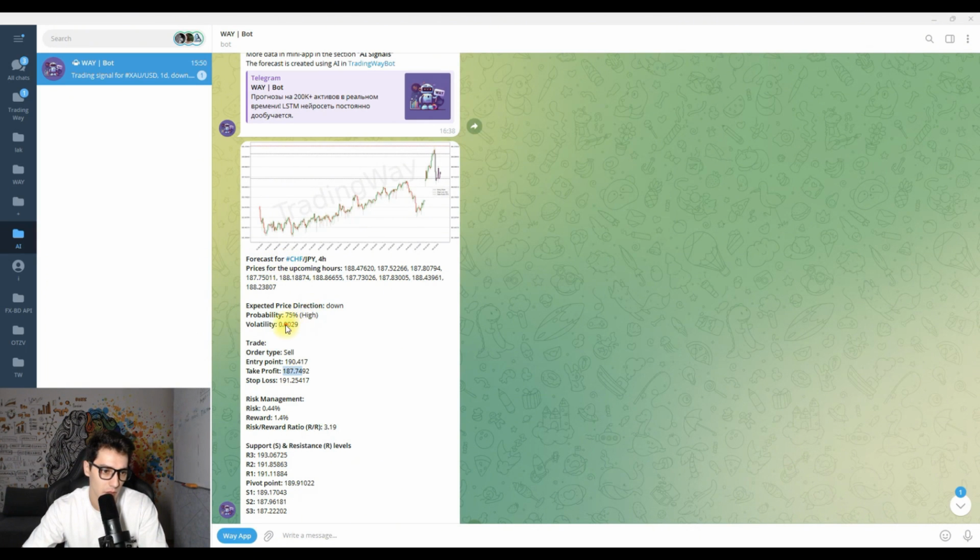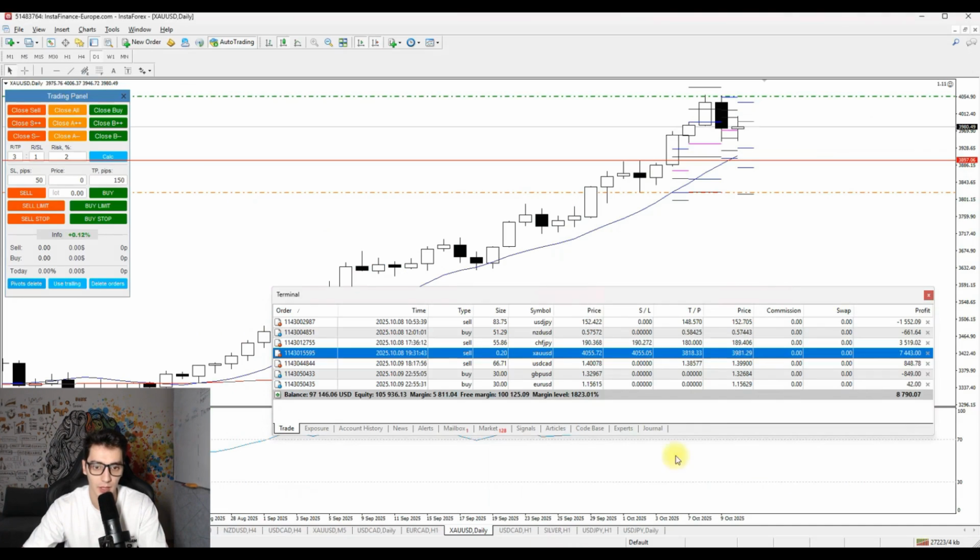The neural network showed me that there was a 75% probability of the pattern working out, an entry point at 190.470, and a risk to reward ratio above 3. So we risk 0.5% there and should get almost 3% profit. That suited me overall, so I entered the trade. Let's see how it's playing out right now.